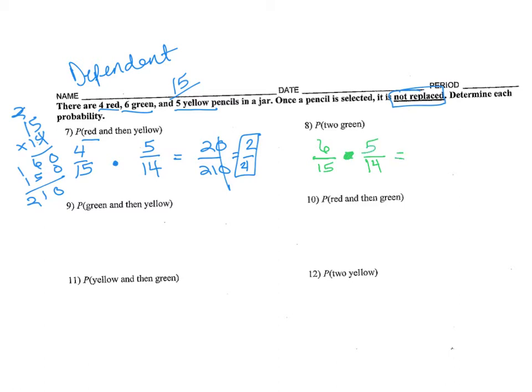30 over 210. Good. Kick off the zeros. And then 3 over 21 can be simplified to 1 over 7. Good. So 30 over 210, and we can simplify those. Kick off those zeros. That helps. And then we can reduce it down to 1/7.